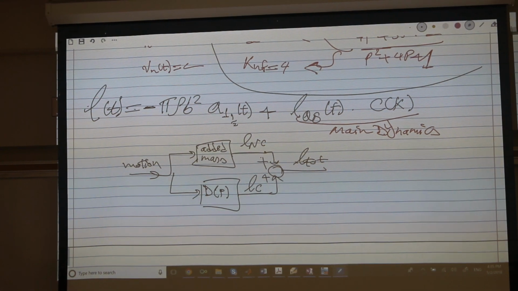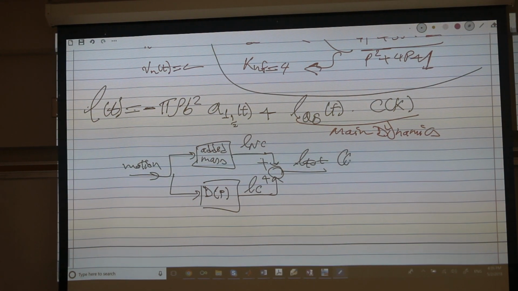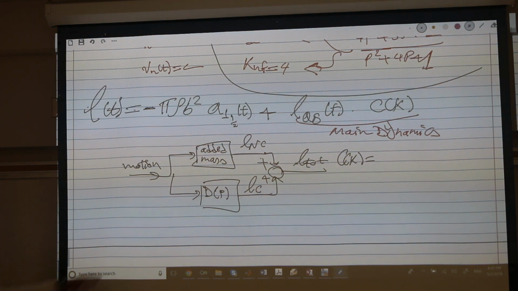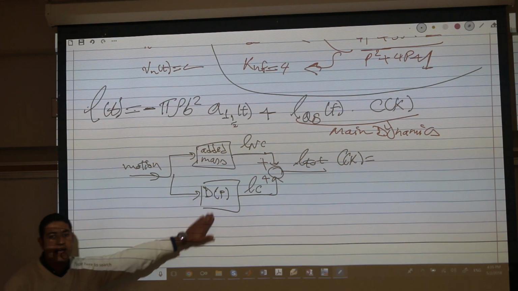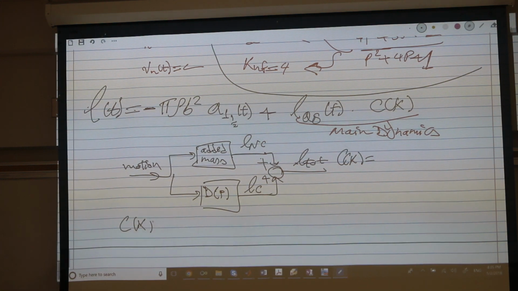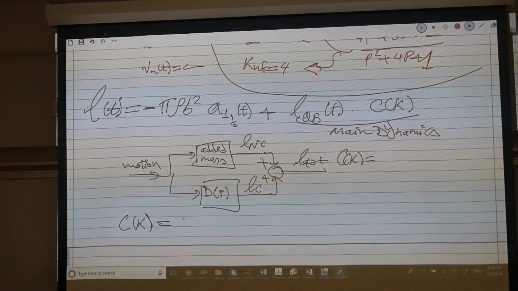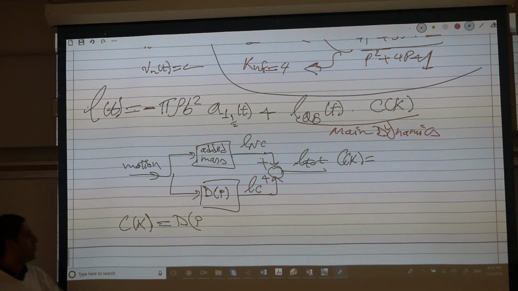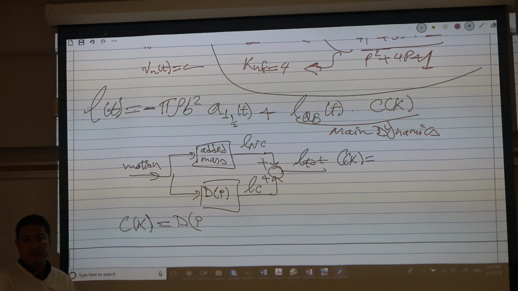Just for your own sake, C of P, C of K, if you remember last time. If I have D of P, how do I get C of K from D of P? What do we do here to get C of K?